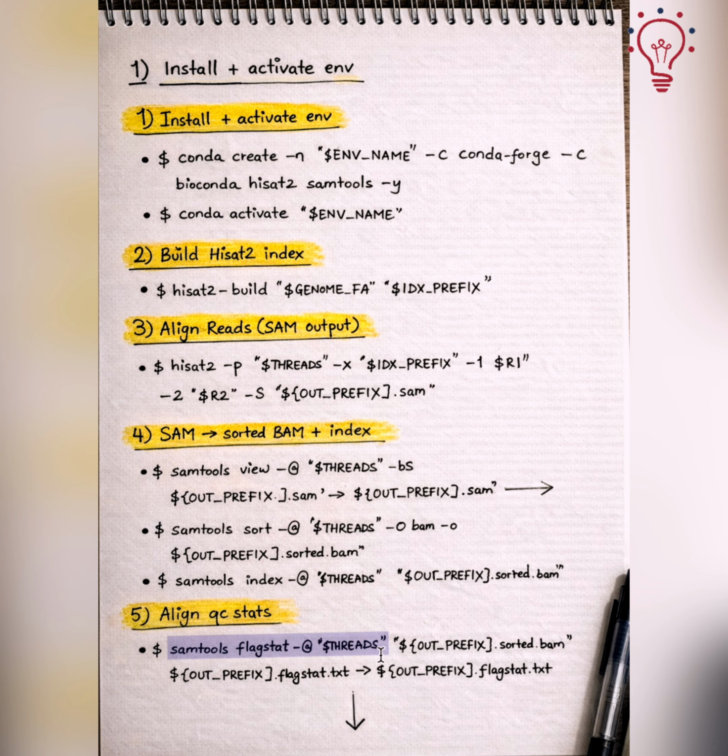Step 5. Alignment QC statistics. To evaluate alignment quality, we run samtools flagstat sample_sorted.bam. This generates statistics like total reads, mapped reads, and properly paired reads. These metrics help confirm whether alignment worked correctly. So this workflow covers the complete RNA-Seq alignment pipeline: environment setup, index building, read alignment, BAM processing, and QC. In the next step, we will use this BAM file for downstream analysis like differential expression or visualization.